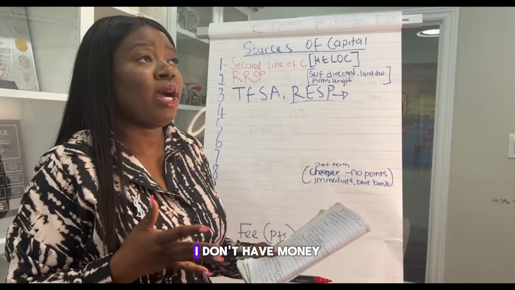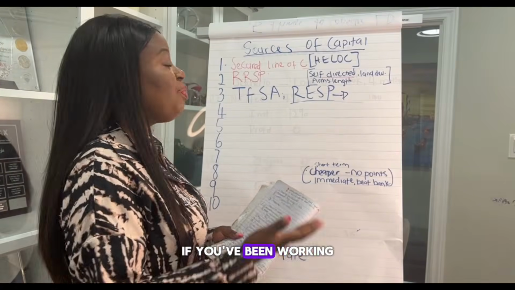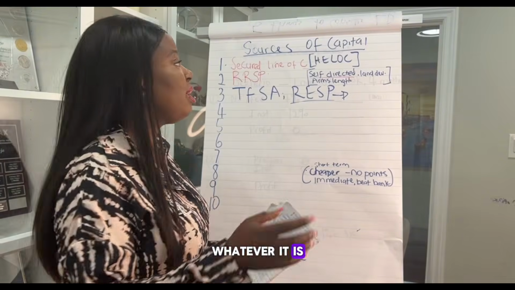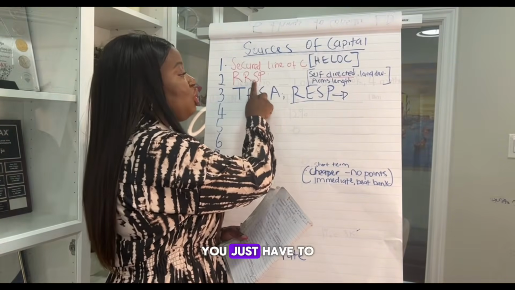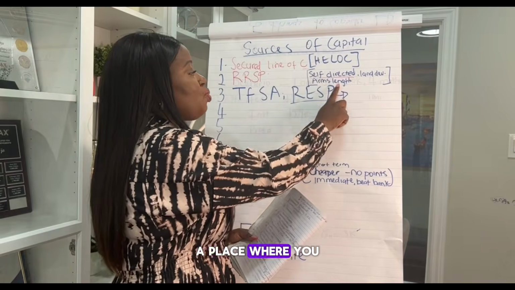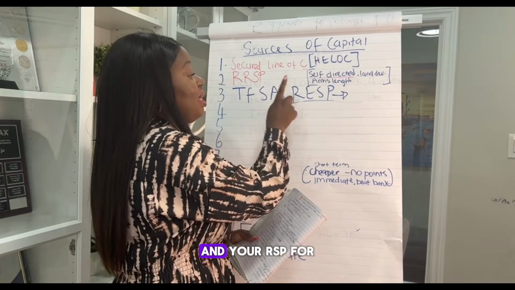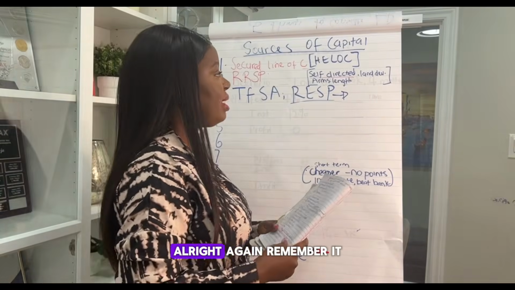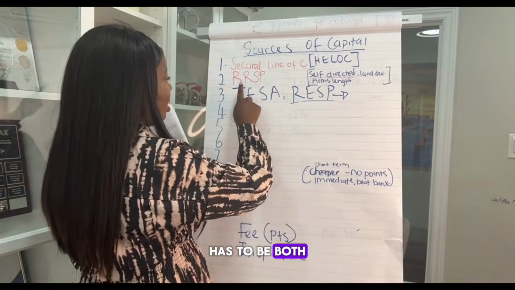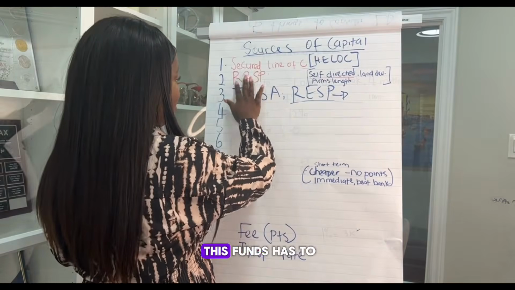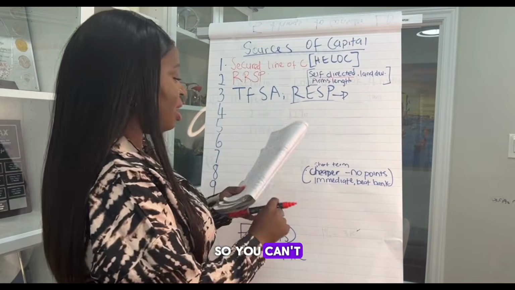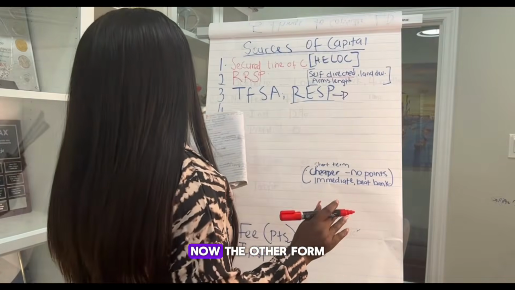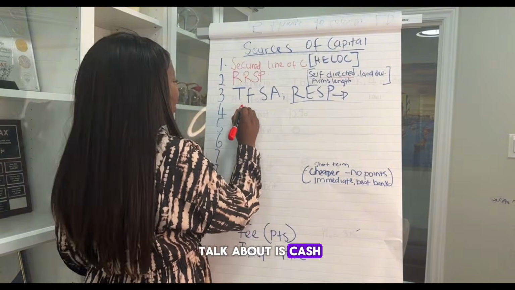So some people say, oh, I don't have money. Well, if you've been working in Canada for over 5 years or 20 years, 30 years, whatever it is, there are chances that you have money in your RESP. You just have to move it to a place where you can self-direct it, and your TFSA and your RESP for your kids also can be self-directed. Alright, again, remember, all of these funds have to be arm's length, so you can't invest the money into your own deal. Okay, that's the disadvantage.